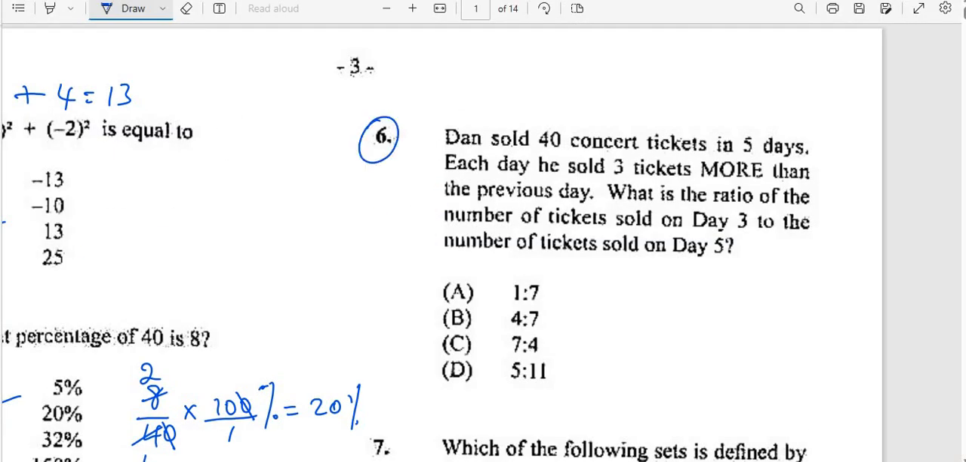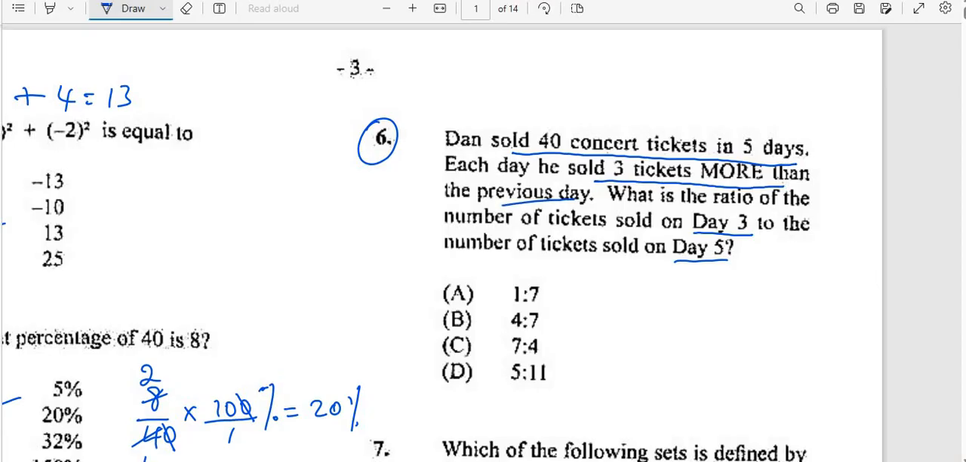For question 6, we're told that Dan sold 40 tickets in 5 days. Each day he sold 3 more tickets than the previous day. What is the ratio of the number of tickets sold on day 3 to the number of tickets sold on day 5? So he sold 40 tickets in 5 days. And each day he sold 3 more than the previous day. So we don't know the amount he sold on day 1. So we're going to use X for day 1.